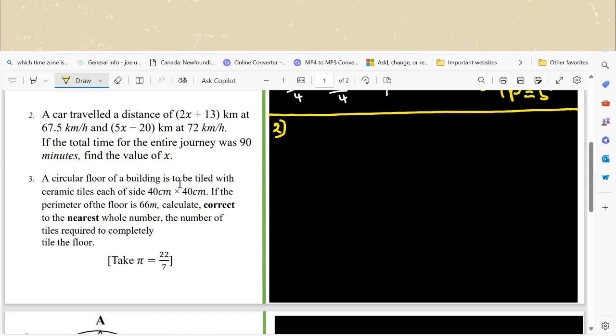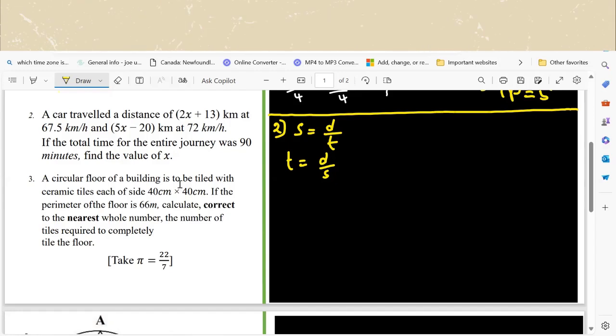Now, we all know that speed is distance over time. Now, we are going to make time the subject. If we make time the subject, time becomes distance over speed. Now, for this particular journey, 2 different distances were covered, and then we have 2 speeds given, 72 and 67.5.